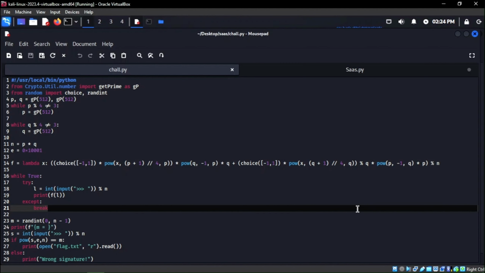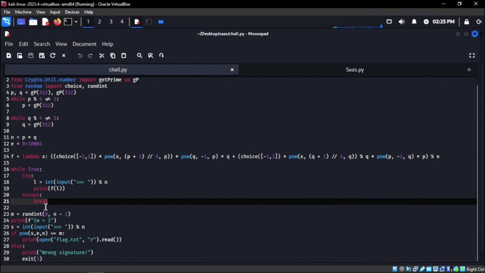So this script uses public e. With p, q, and e, we make the private key d. The challenge gives us a message m. We calculate the signature m to the power d mod n and send the signature. So this is the challenge file.